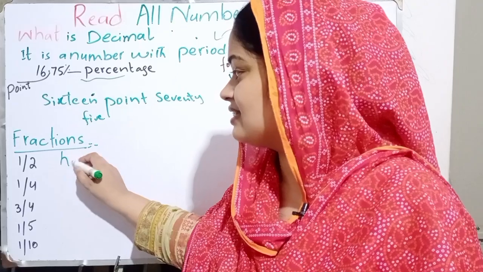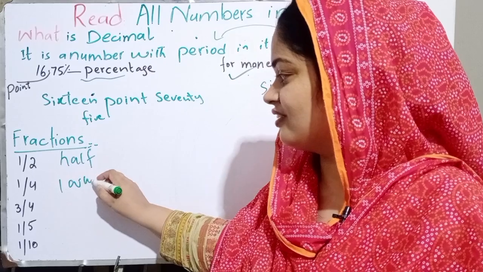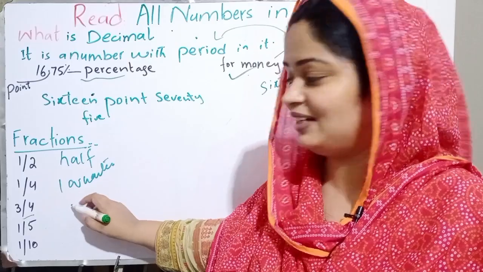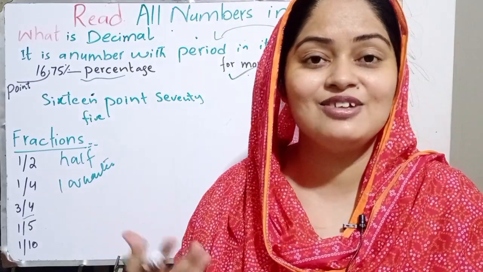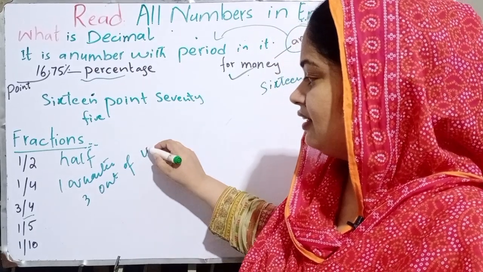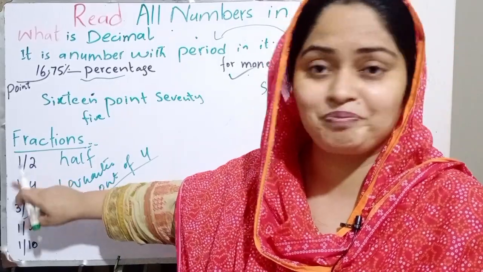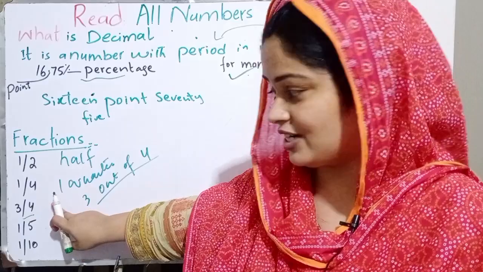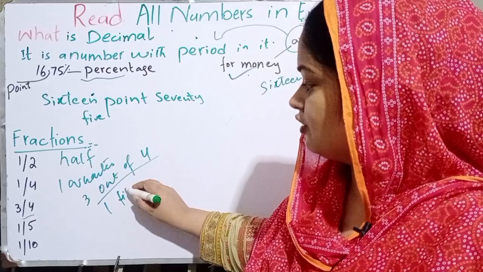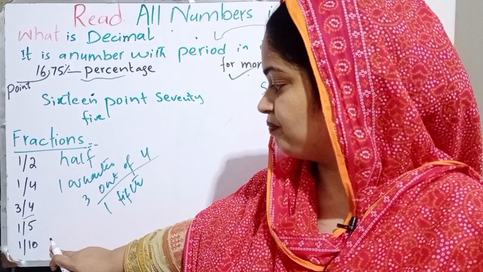Fractions. This is half. This is 1/4. And what about this? 3/4. You could also say 3 out of 4. 1 out of 4. 1 out of 2. Half, quarter, 3/4, 1/5. You would say 1/5, and you can also say 1 out of 5.